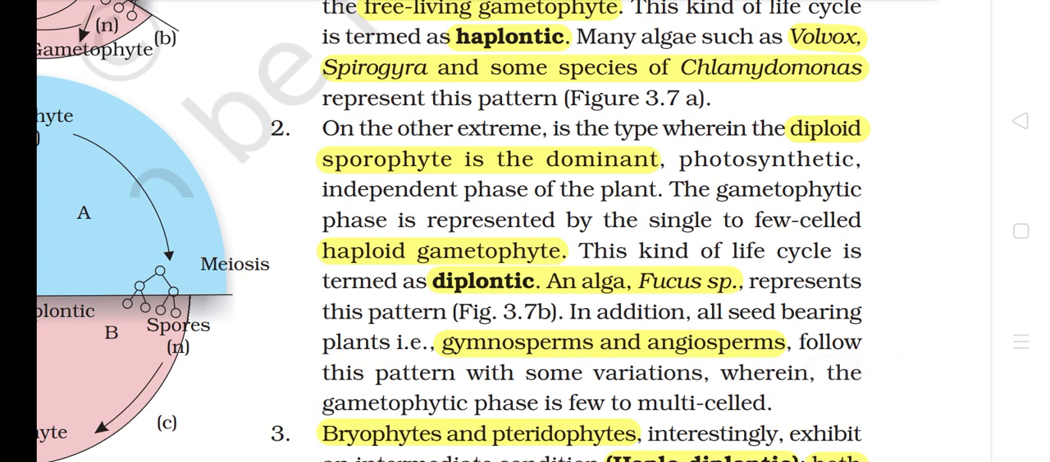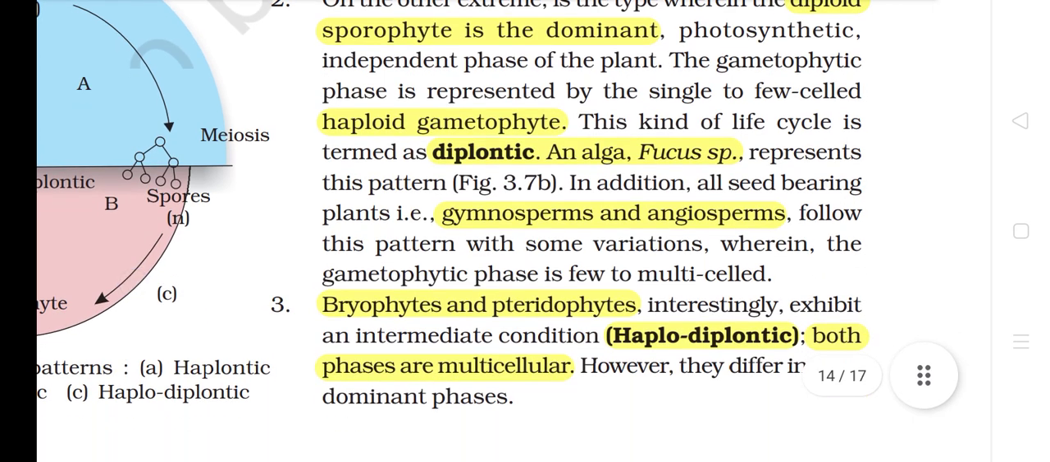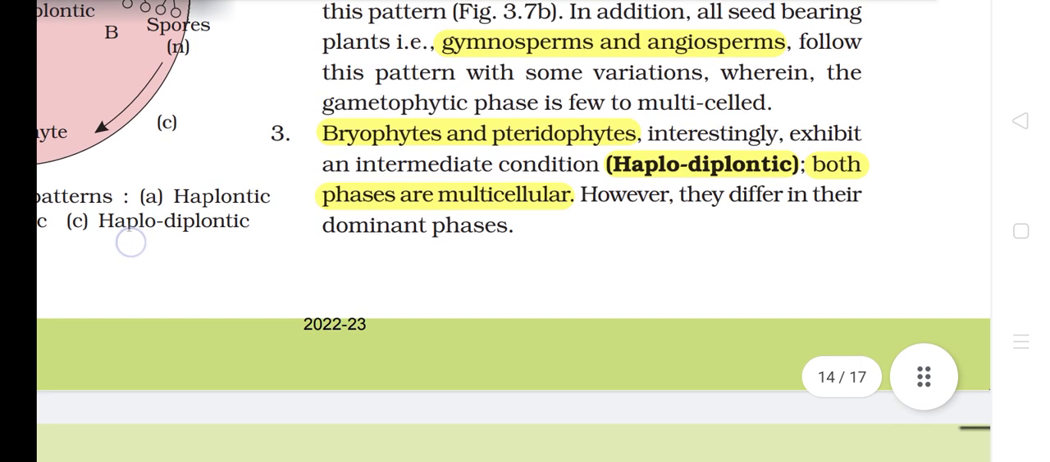On the other extreme is the type wherein the diploid sporophyte is the dominant photosynthetic independent phase of the plant. The gametophytic phase is represented by the single to few-celled haploid gametophyte. This kind of life cycle is termed diplontic. An alga, Fucus species, represents this pattern. In addition, all seed-bearing plants, that is gymnosperms and angiosperms, follow this pattern with some variations, wherein the gametophytic phase is few to multi-celled. Bryophytes and pteridophytes interestingly exhibit an intermediate condition, haplodiplontic.